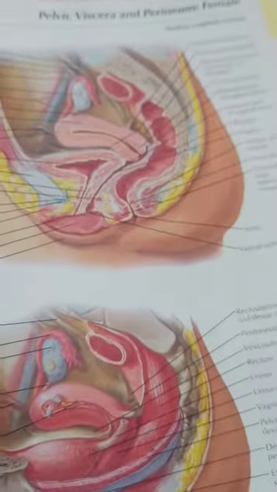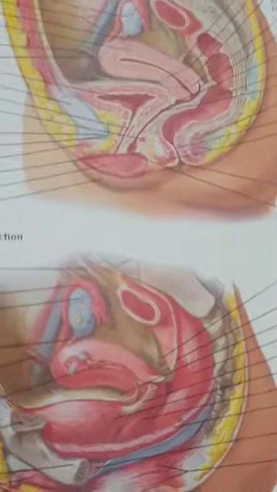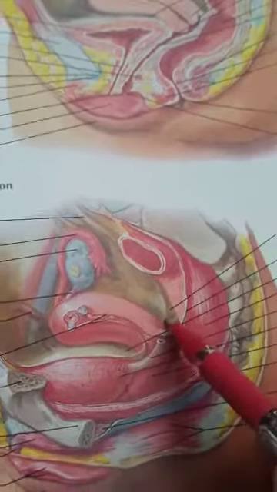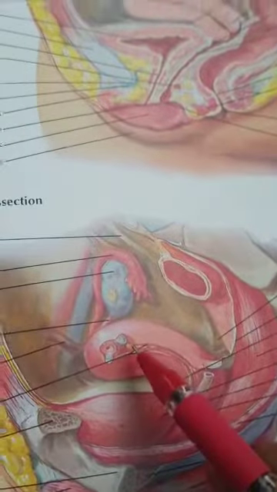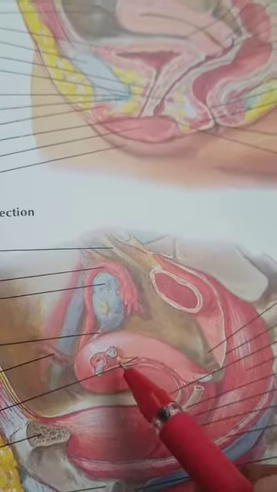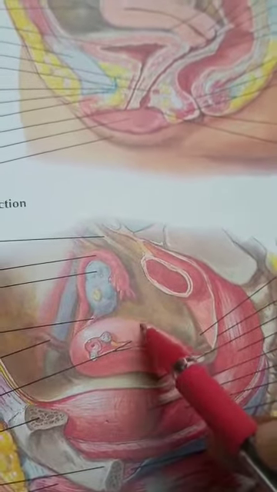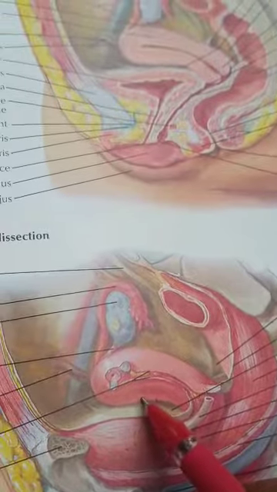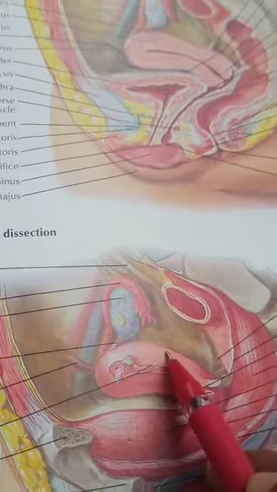And what about the shape and size of the uterus? The uterus is a pyriform shaped organ. It is pear shaped, and it has a length of about 7.5 centimeter, a breadth of about 5 centimeter, and a thickness of about 2.5 centimeter, and it has a weight of about 30 to 40 grams.